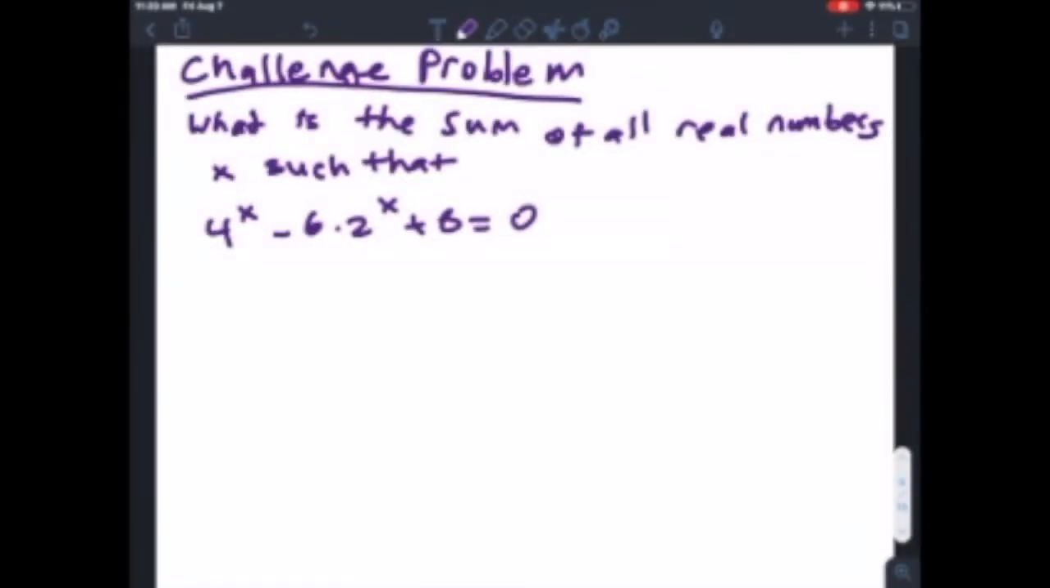Okay, so this right here is a challenge problem, and this does have to do with quadratics. What is the sum of all real numbers x such that 4 to the x minus 6 times 2 to the x plus 8 equals 0?